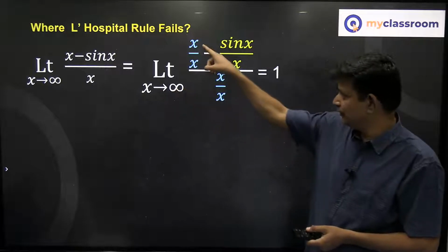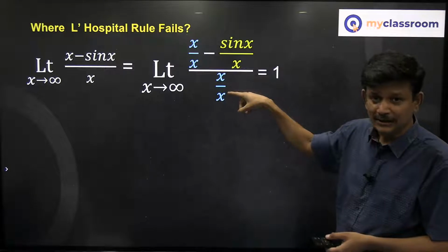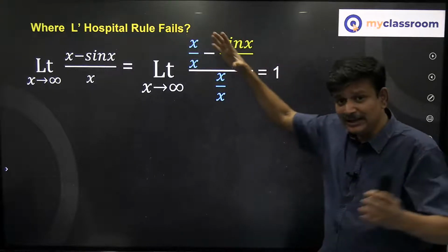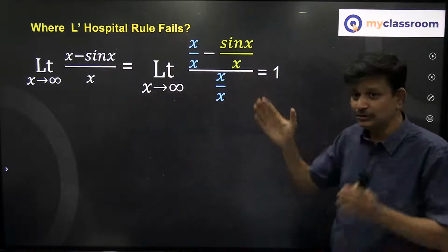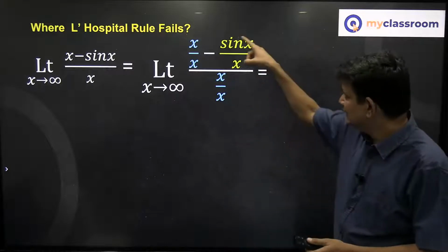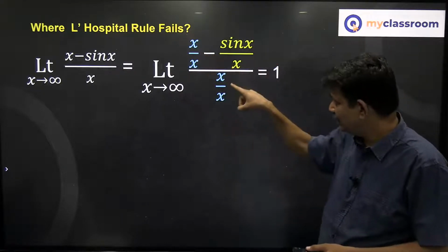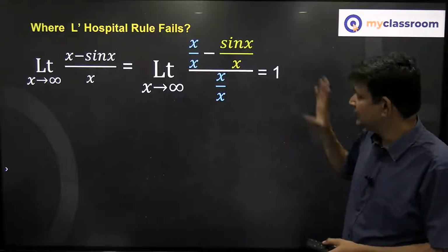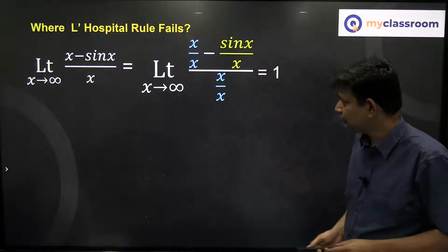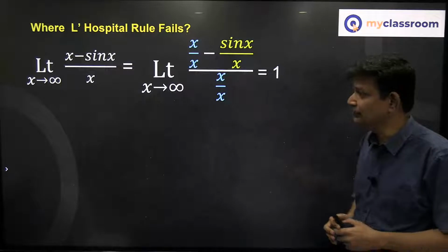So as x tends to infinity, x by x is 1, and sin x is a number between minus 1 and 1 divided by an infinitely large number. So some number between minus 1 and 1, when you divide by an infinitely large number, what happens? This will become 0. So this is 0, 1, 1. So what will the answer be? 1 minus 0 by 1, 1. So we are clear here. Answer is 1. This limit exists and is equal to 1.